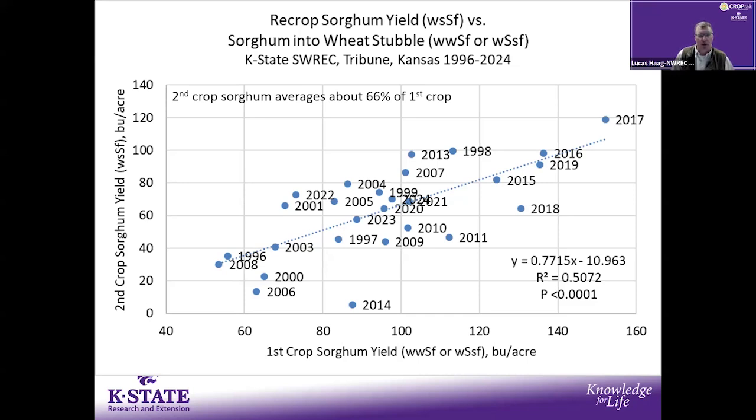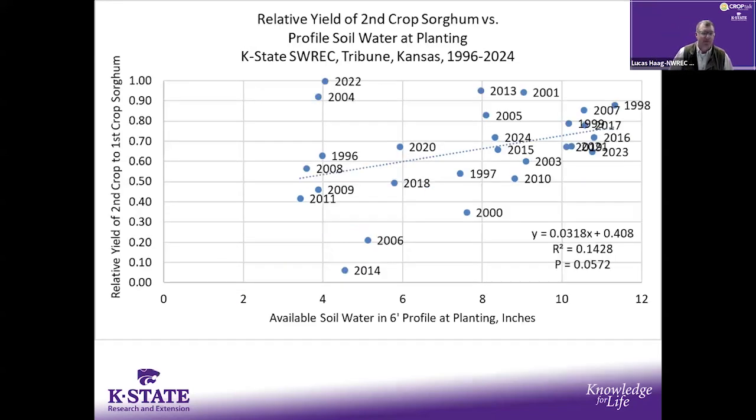So 2013 is a good example of that. Our recrop is basically making almost 100. Our sorghum into wheat stubble was just a tick over 100. So pretty much on par with each other. So I want to see, okay, what can we learn from this? What's another way of looking at this data?